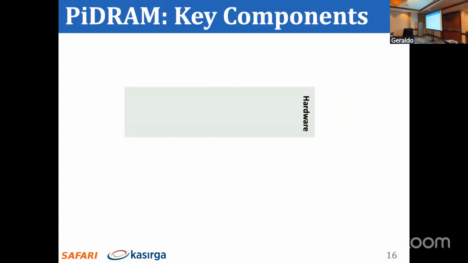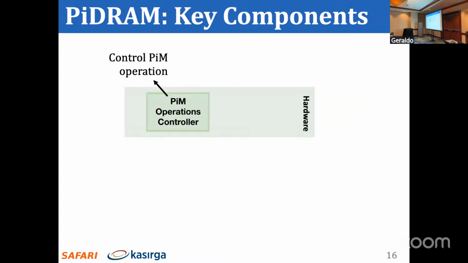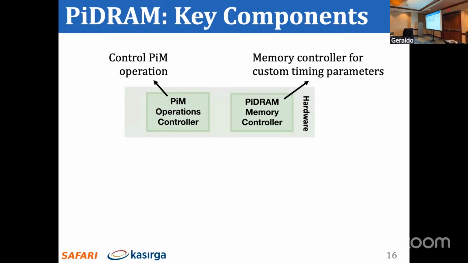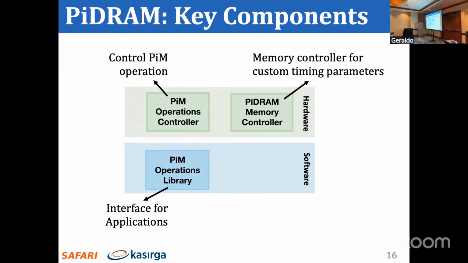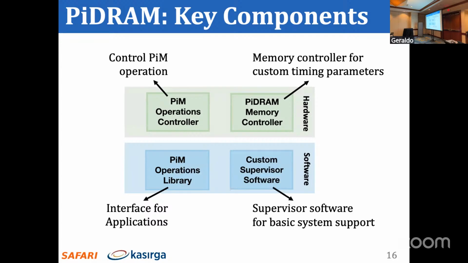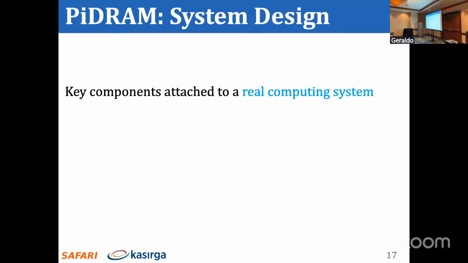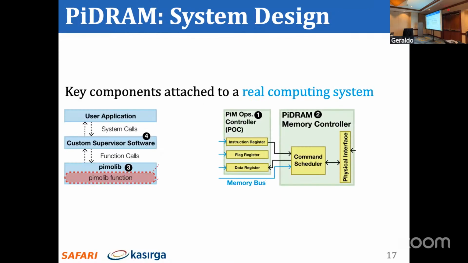PiDRAM has 4 key components. On the hardware side, we have a PIM operations controller that basically controls PIM operations, and another component that has support for custom timing parameters. On the software side, we have a library for application programmers to use and a custom supervisor software that provides basic system support. We attach these components to a real system. So these are the components that we have.